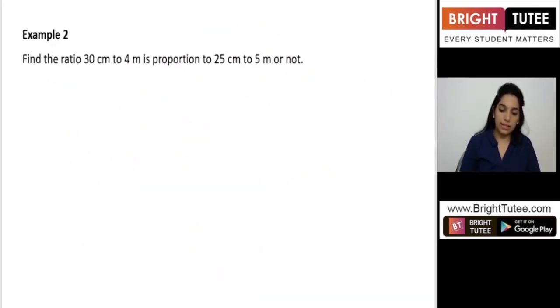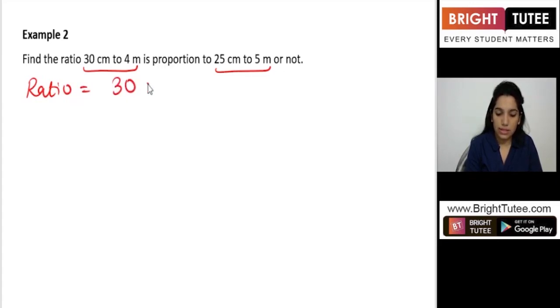Clear? Let's see here. It says find the ratio 30 centimeter to 4 meter, and whether this is in proportion to 25 centimeter to 5 meter. We are going to compare these ratios. Let us consider the first ratio. It is 30 centimeter to 4 meter.